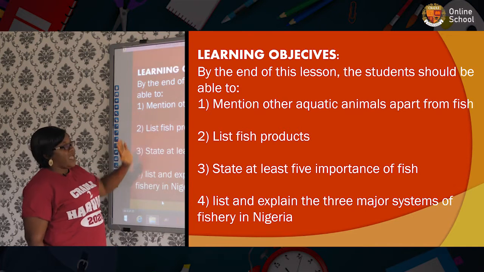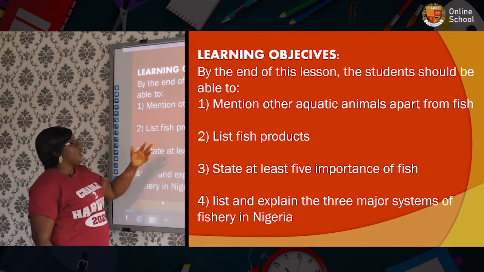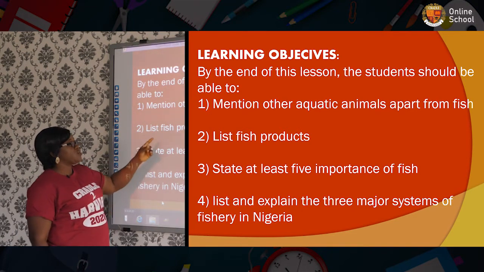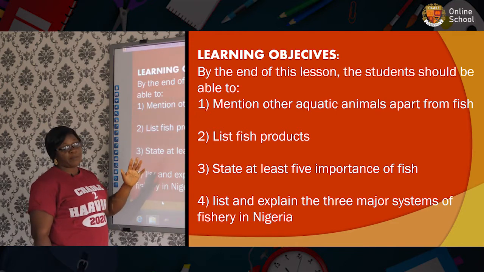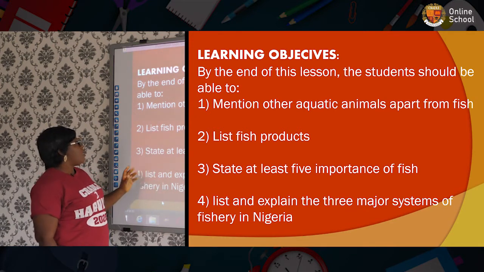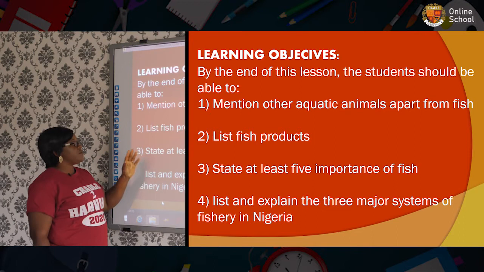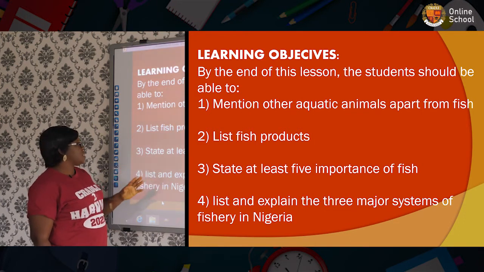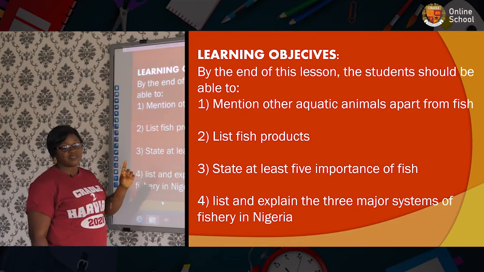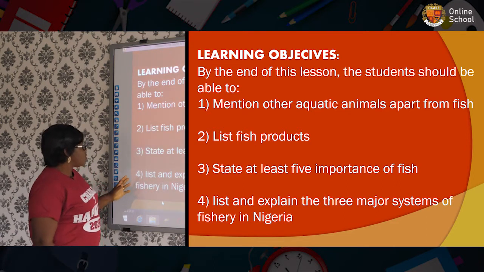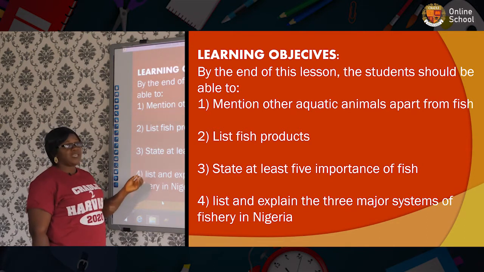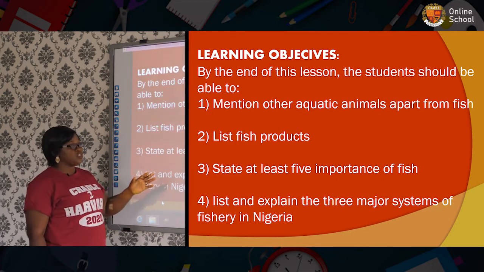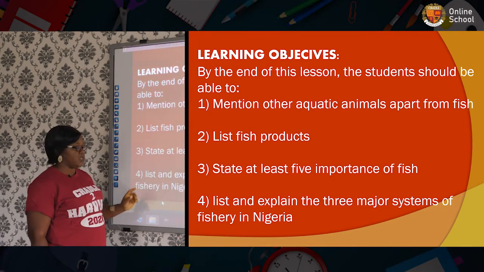At the end of the lesson, you are expected to mention other aquatic animals apart from fish. Also, to list fish products and to state at least 5 importance of fish. And you are to also list and explain 3 major systems of fishery in Nigeria.